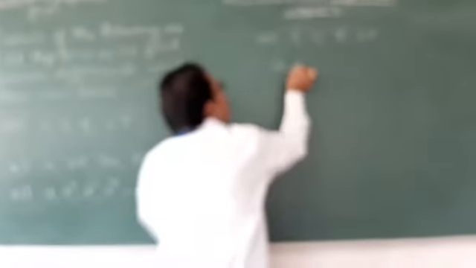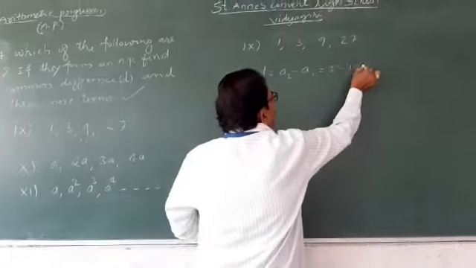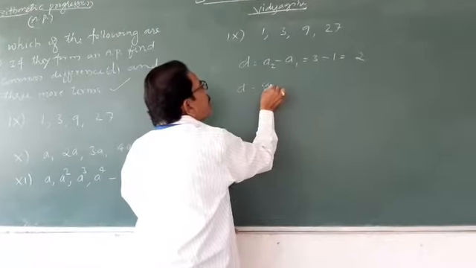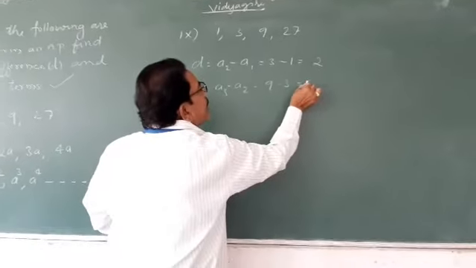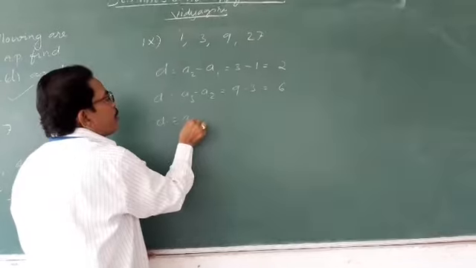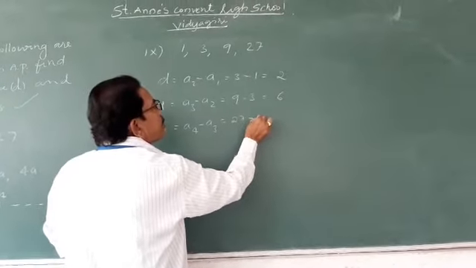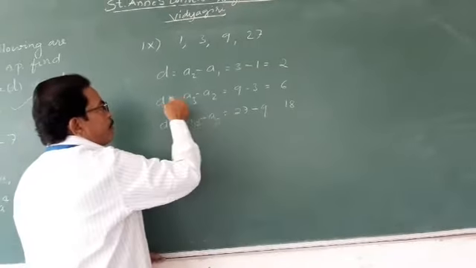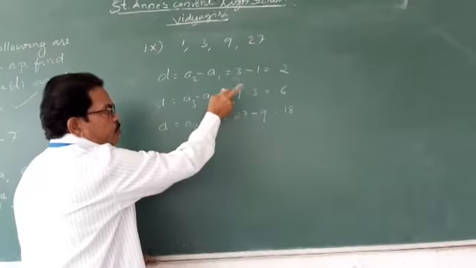Okay, let us find d. d equals a2 minus a1, 3 minus 1, that is 2. Then d equals a3 minus a2, that is 9 minus 3, that is 6. Then d equals a4 minus a3, 27 minus 9, that is 18. By observing the common difference of the given values, we have different values: 2, 6, 18.